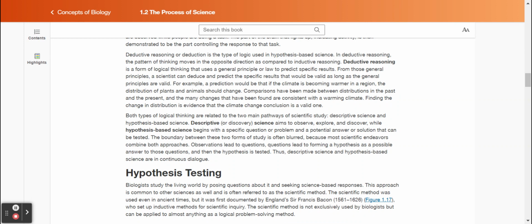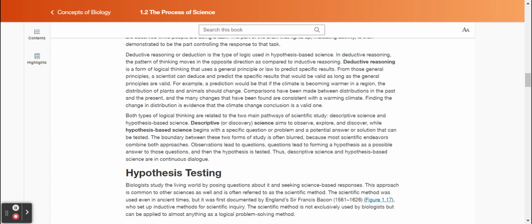For example, a prediction would be that if the climate is becoming warmer in a region, the distribution of plants and animals should change. Comparisons have been made between distributions in the past and the present, and the many changes that have been found are consistent with a warming climate. Finding the change in distribution is evidence that the climate change conclusion is a valid one.